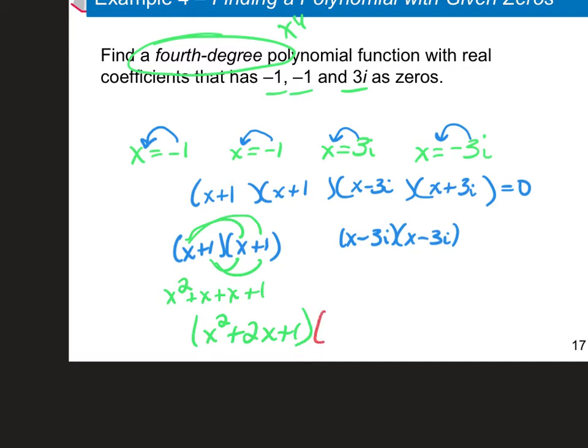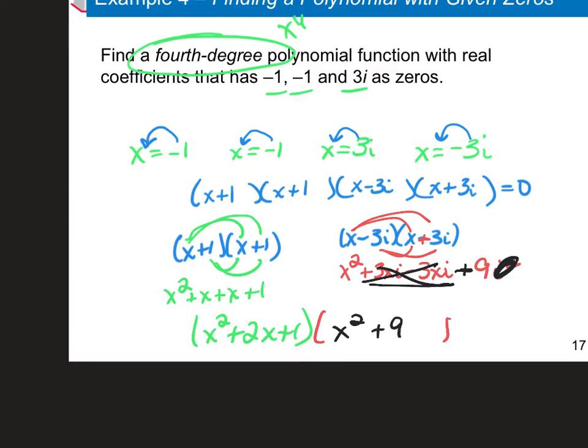Yes. Okay, so now we're going to do the same thing with x minus 3i and x plus 3i. So x times x is x squared. X times 3i is plus 3xi. Negative 3i and x is negative 3xi. If you wrote ix, it doesn't matter. And then negative 3i times positive 3i is negative 9i squared. As soon as I see that i squared, what do I do? Cross it off and change the sign. What do you notice happens here with my positive and negative 3xi? They cancel out. So I'm left with x squared plus 9.